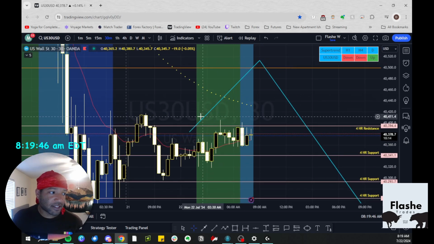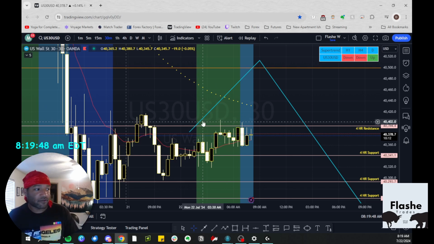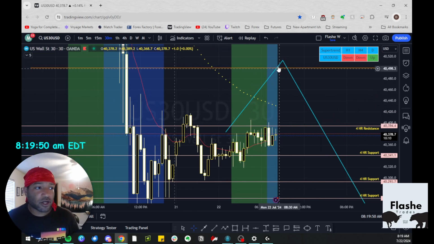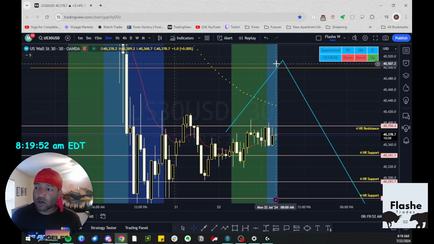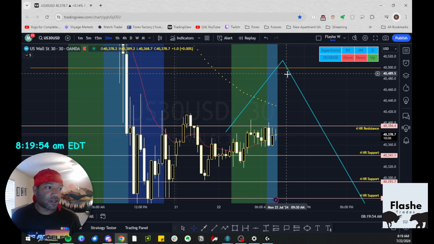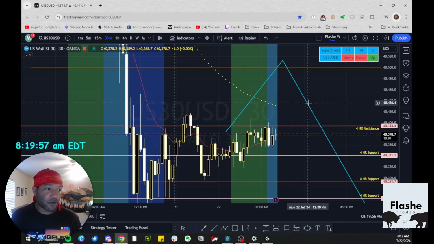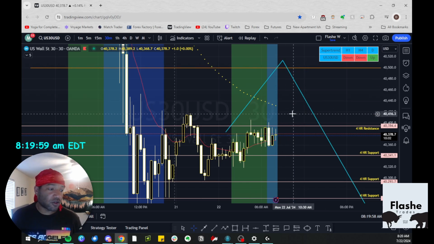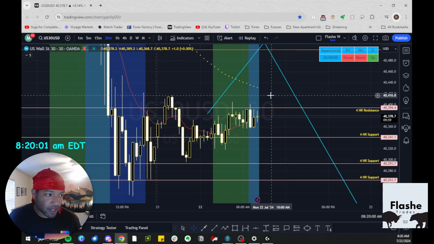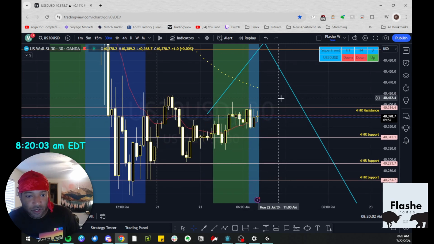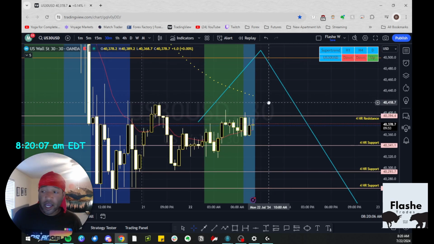The drawing from last night, this is what I would have liked to have happened. Kind of grab liquidity up here, and then we would be prepared for the sells towards market open. But it looks like we're probably not going to get any good setups until the afternoon, just based on what I'm seeing right now. I guess we'll just have to see what happens moving forward.